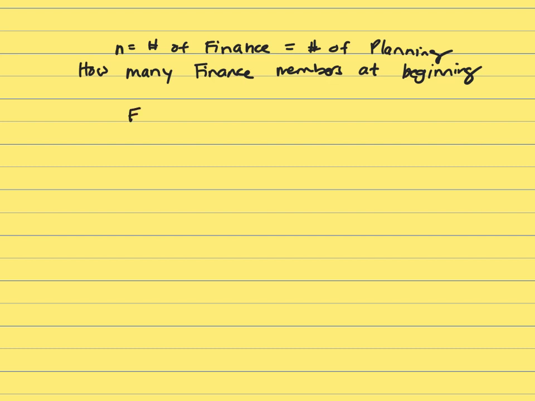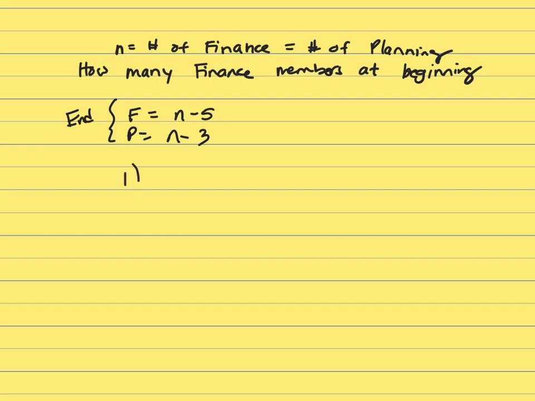So finance starts out with N. It's going to be N minus 5 at the end. And 3 members left the planning. So planning will be N minus 3. And this is at the end. How many members does the finance committee have at the beginning?